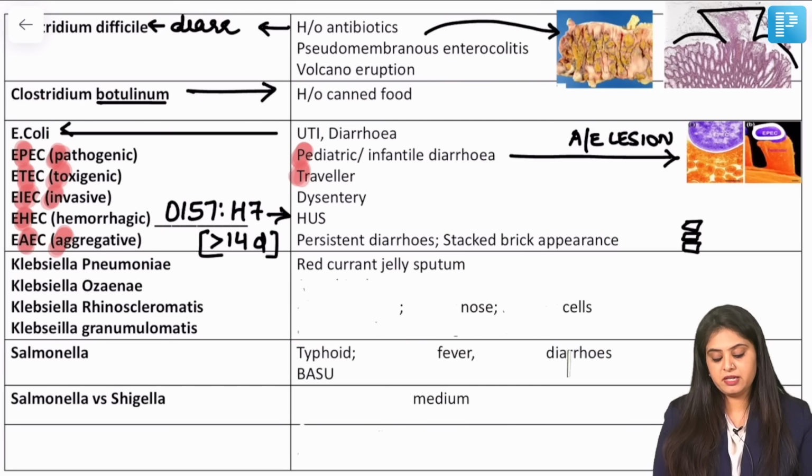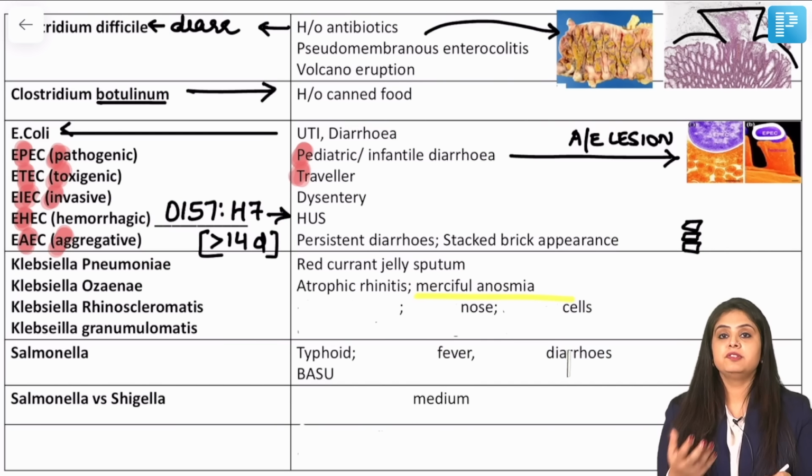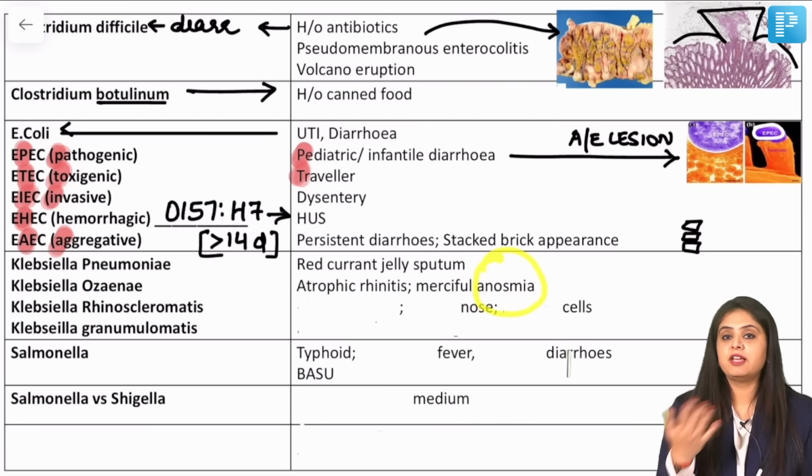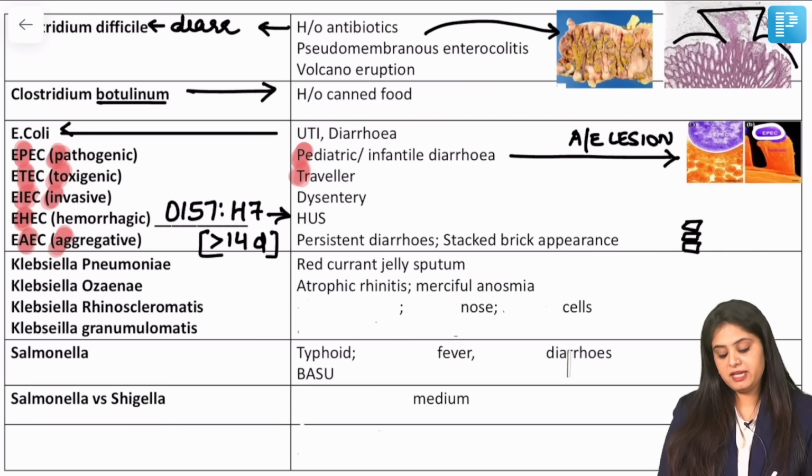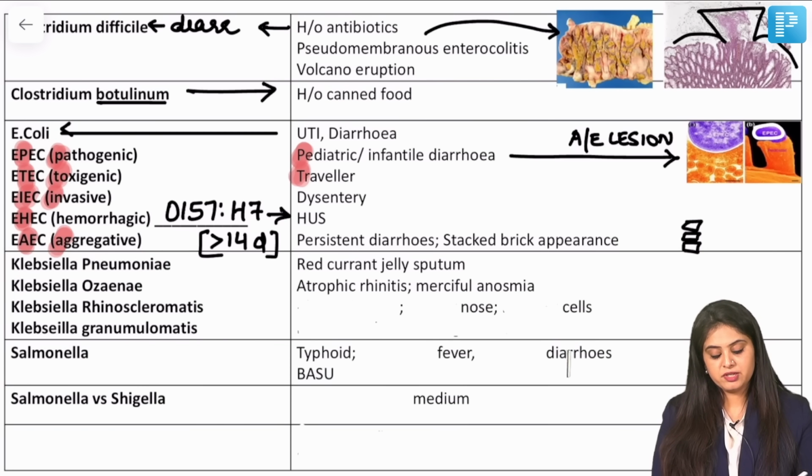It is atrophic rhinitis, and that is also called merciful anosmia, which means that the patient himself is unaware because his smell has gone, but he's having a nasal discharge, and that nasal discharge is very foul smelling, so people around him are asking for mercy. Merciful anosmia is what the patient has.